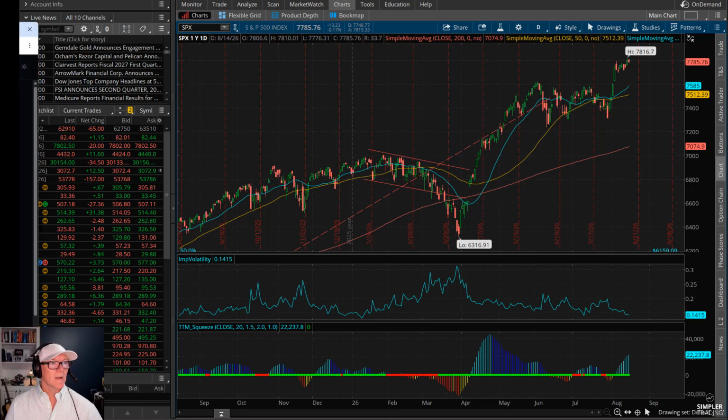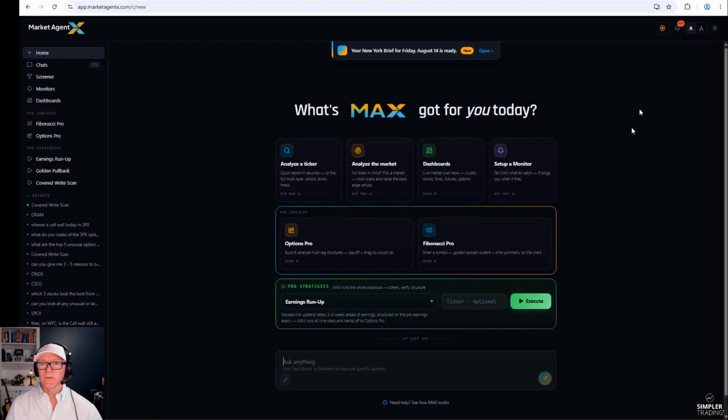Let me bring over my preferred AI tool. I've been using Max for a while. Max is Market Agent X. This is a really cool platform.